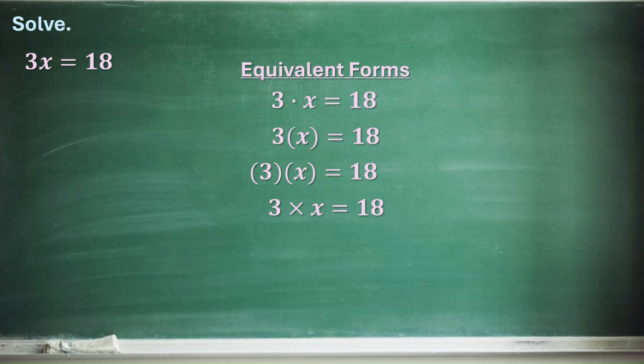The big idea here is all of these different forms mean the same thing. It means 3 multiplied by x. In math, we often just say 3x, and it's implied that we know this is multiplication.